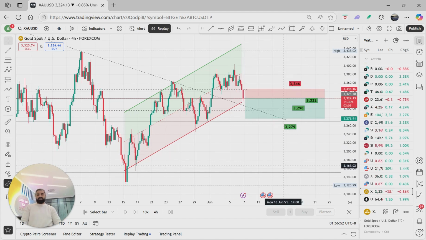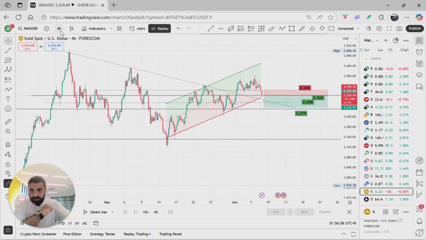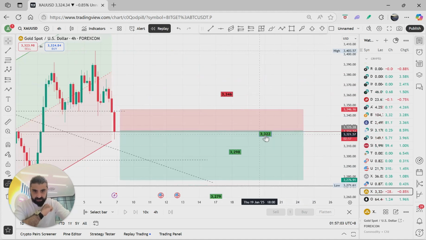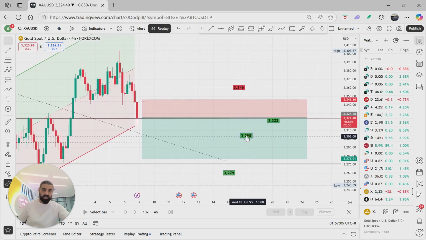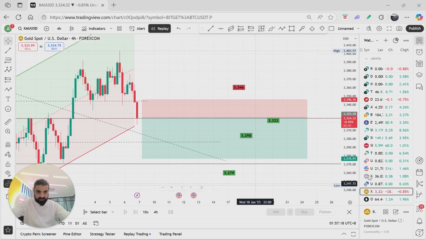So this is going to be your second setup for gold, right? So entry at 3322, first TP 3298 with second TP 3279 and a stop loss at 3346. Now let's move into the third setup that we have for you guys, which is oil.